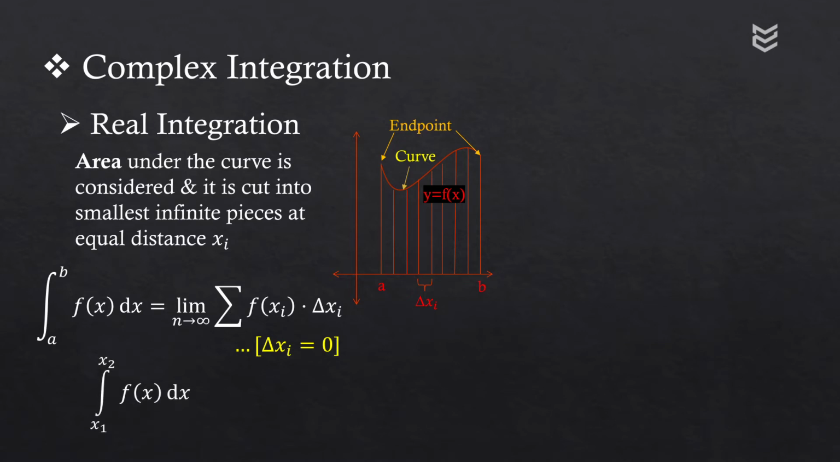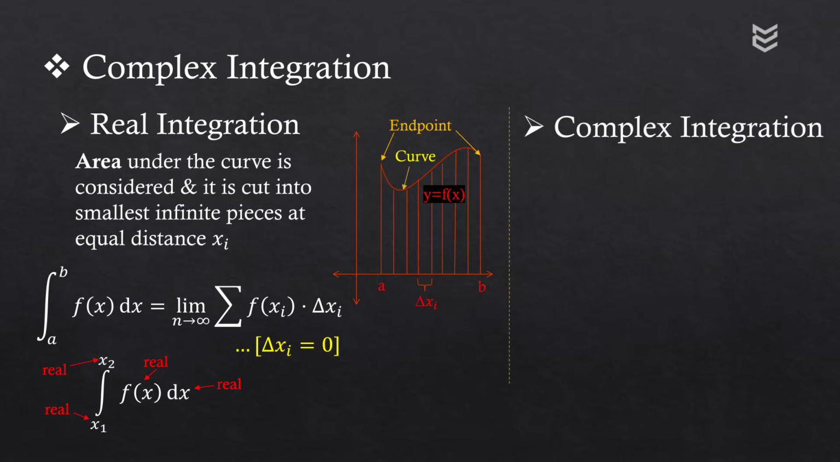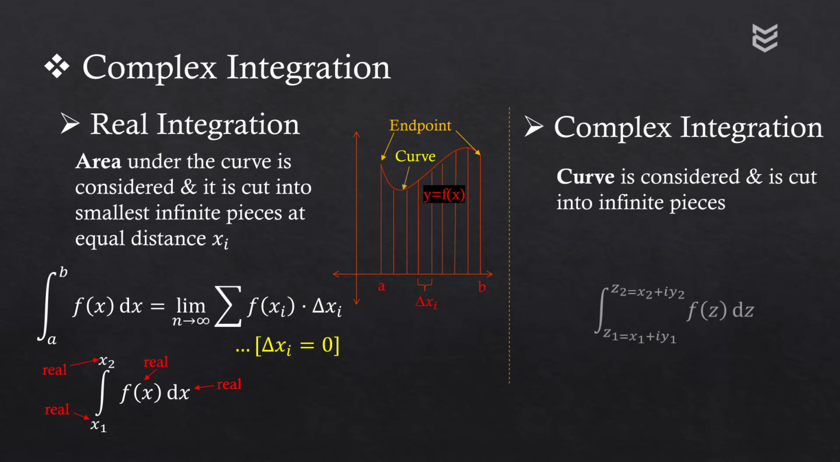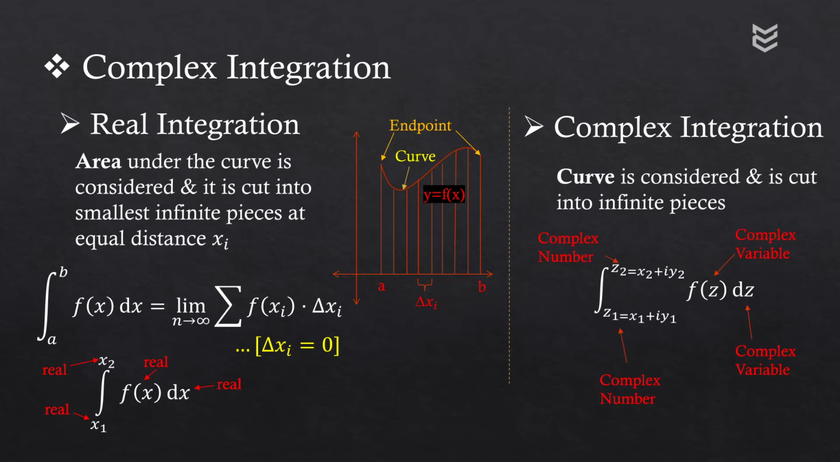This is the real integral, where only real variables were considered while solving the equations. Complex integration. In complex integration, a curve is considered and is cut into infinite pieces. Here, you see the complex integral, where the limits and function are complex variables. In the given diagram, you can see the curve with endpoints a to b. This curve is cut into infinite pieces.